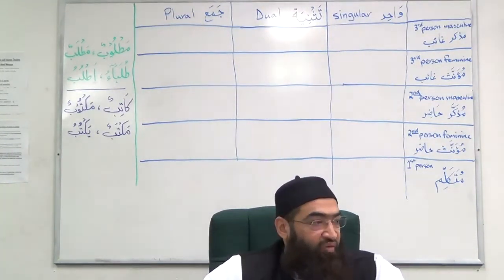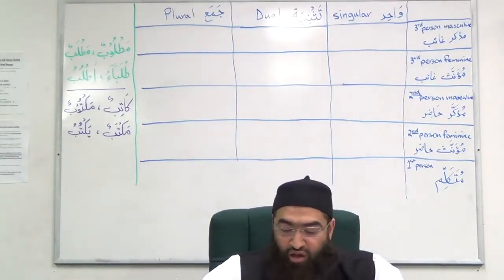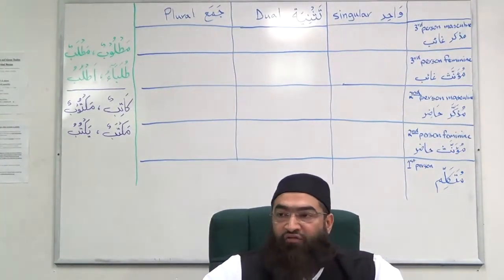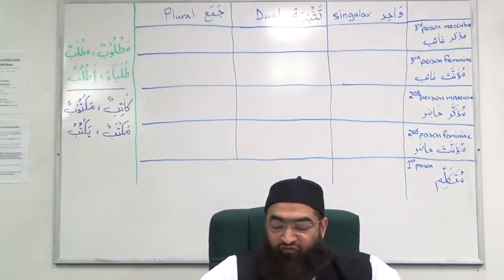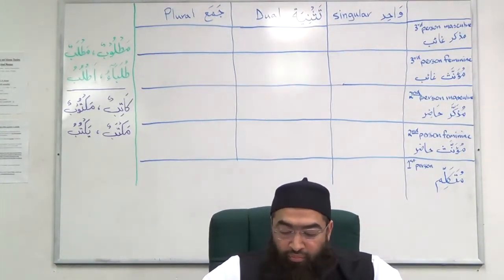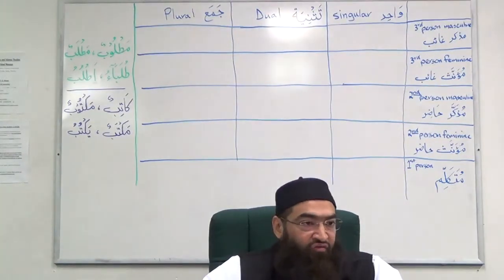The definition of a masdar, الذي صدرت عنه الأفعال واشتقت عنه. A word that verbs originate from and are derived from.